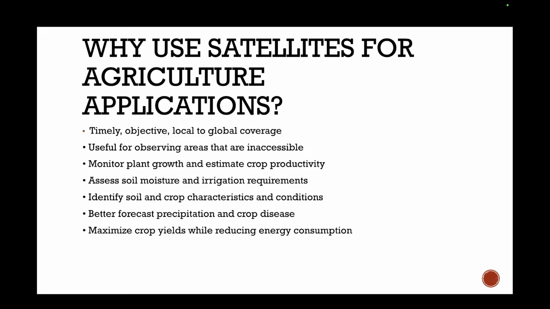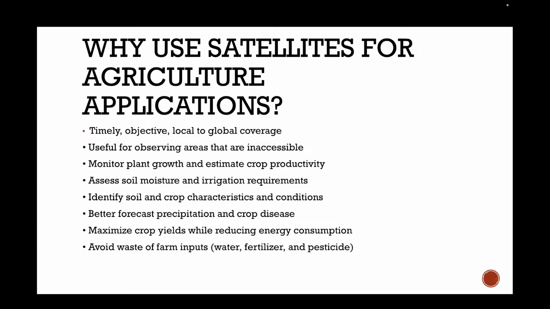Okay, we can get maximum crop yield while reducing energy consumption when you apply the satellite agriculture application. Then avoid the waste of farm input, such as water, fertilizer, and pesticide. Suppose your cropland doesn't need any kind of fertilizer, then you can simply skip it. If you don't need any kind of irrigation, then you can skip it.